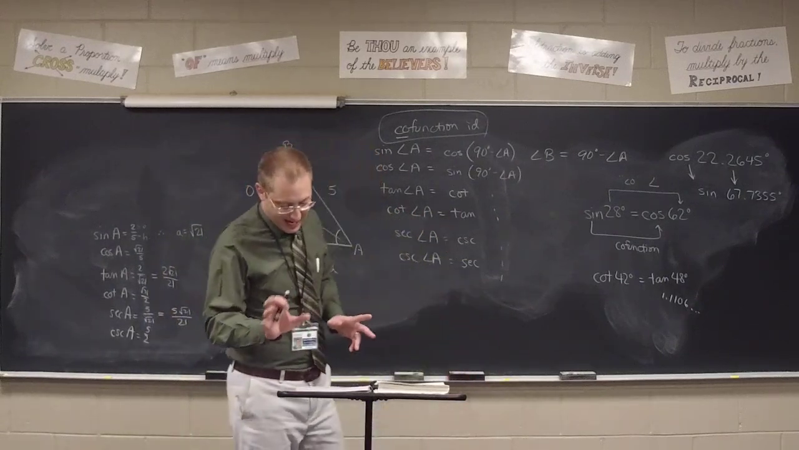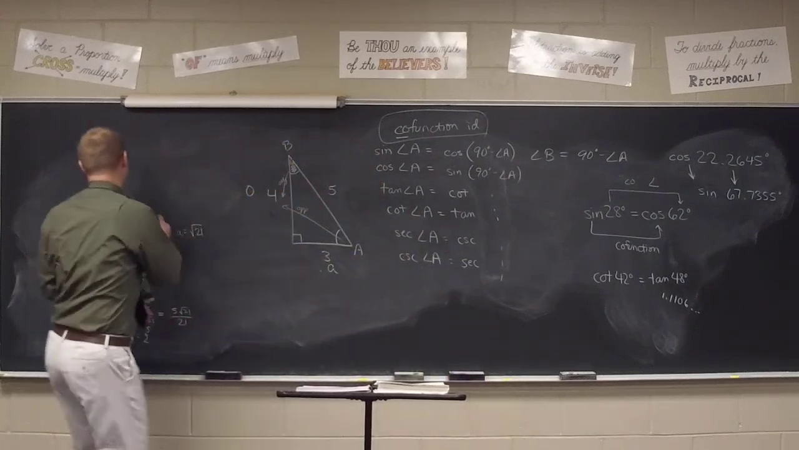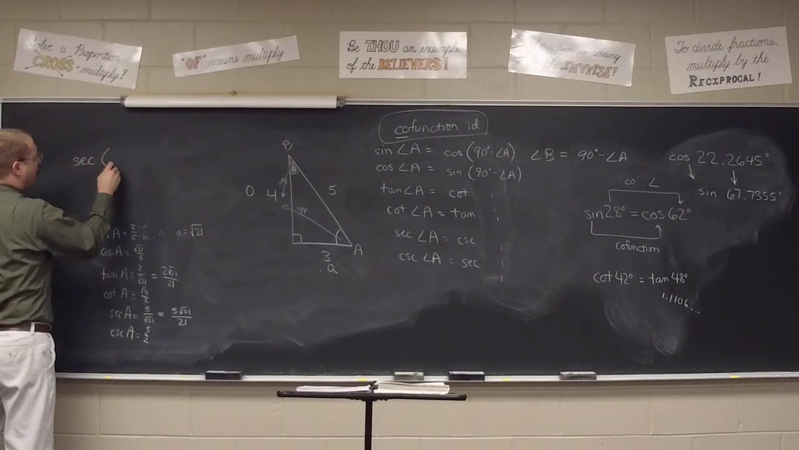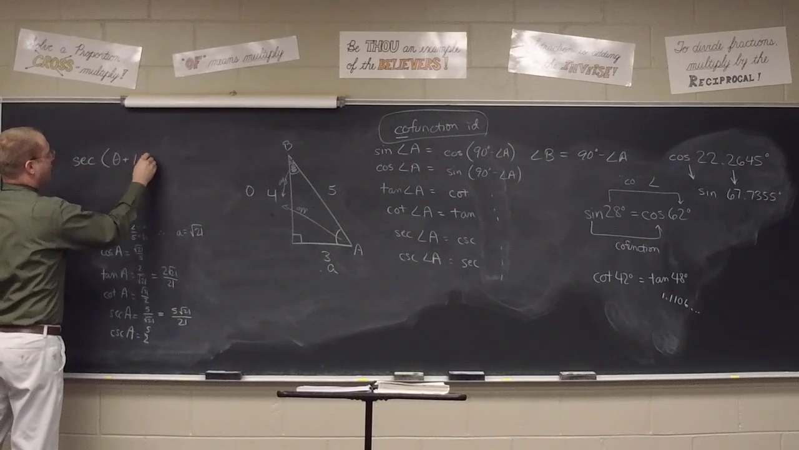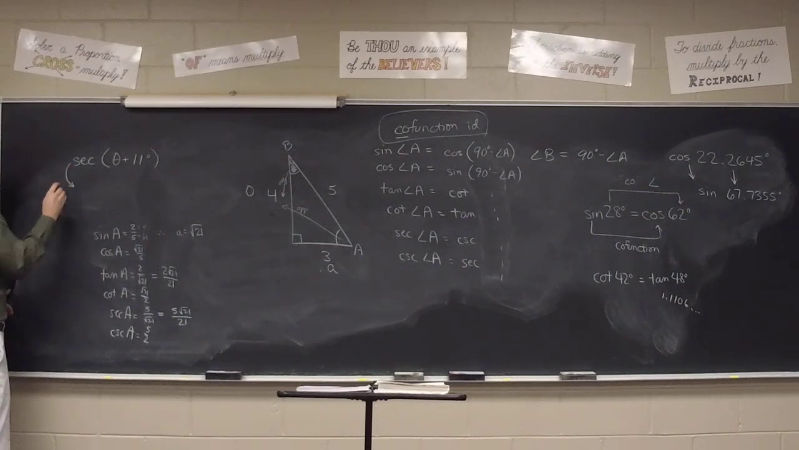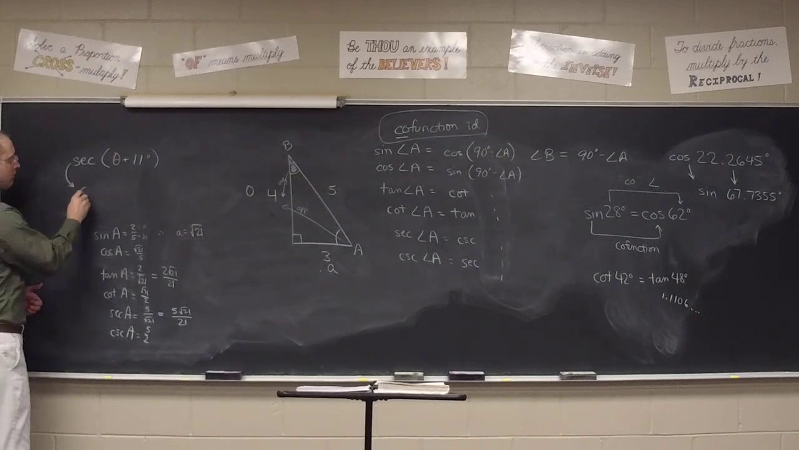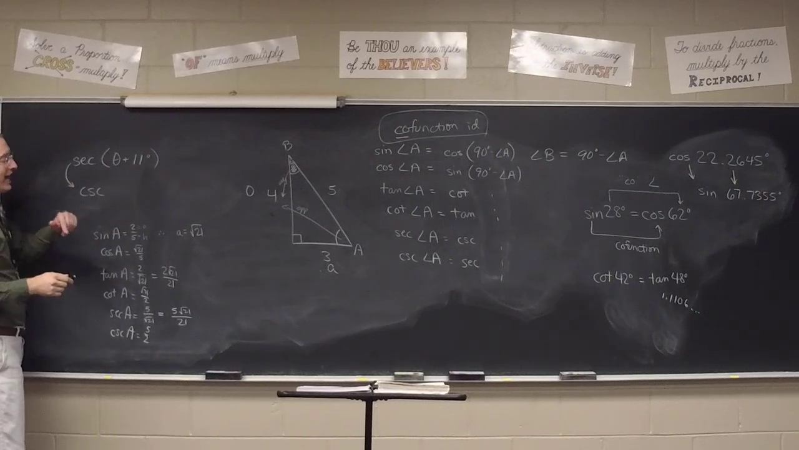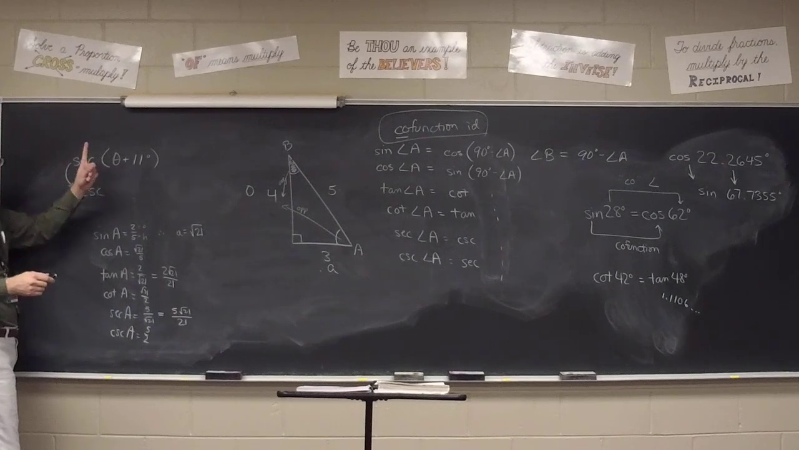Now, it gets a little dicey, I suppose, if you had this, for instance, the secant of theta plus 11 degrees. And we want to rewrite this in terms of the cofunction. Well, the first part's easy. What's the cofunction of secant? Cosine? Oh, that's the reciprocal. What's the cofunction of secant? Cosecant. And then for the angle, I need 90 degrees minus that.